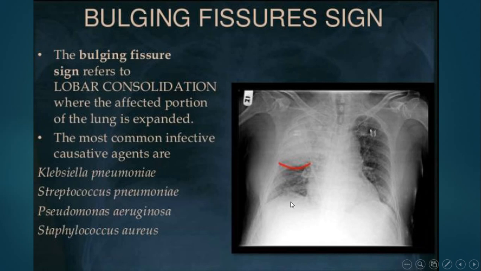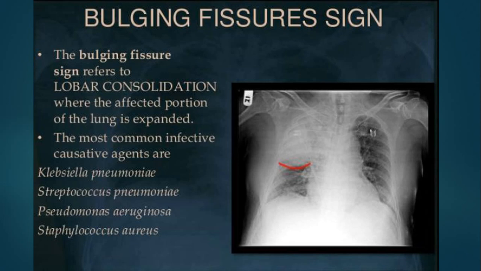Okay, this is called the bulging fissure sign. It indicates lobar consolidation where the affected portion of the lung is expanded. When you see a bulging fissure sign, this indicates most likely Klebsiella pneumonia. Klebsiella pneumonia is very characteristic with this bulging fissure sign. The first differential is Klebsiella pneumonia.